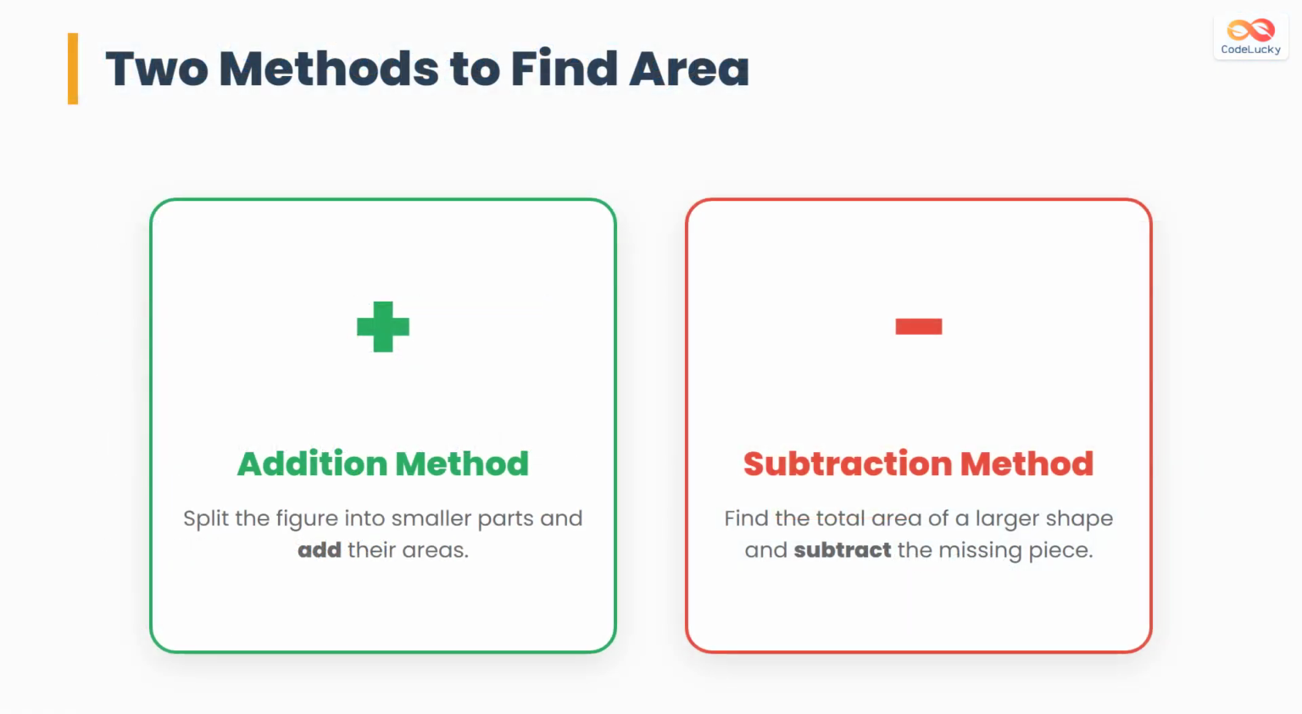There are two main strategies to calculate the area of these figures. The first is the addition method, where we split the figure into parts and add them up. The second is the subtraction method, where we look at a larger whole shape and subtract the missing pieces or holes.